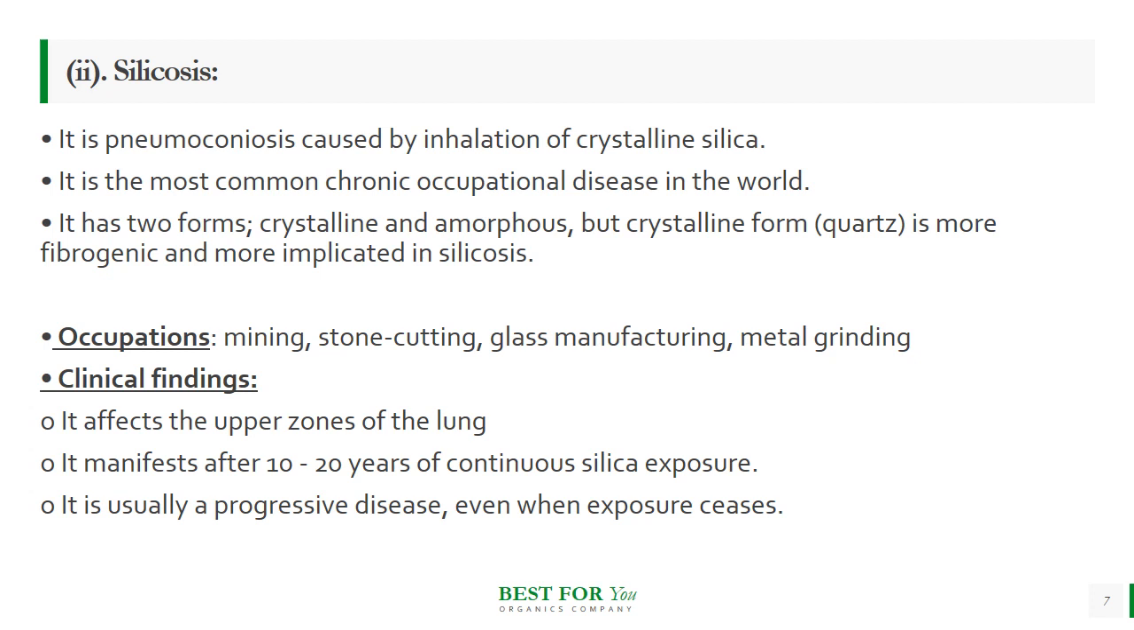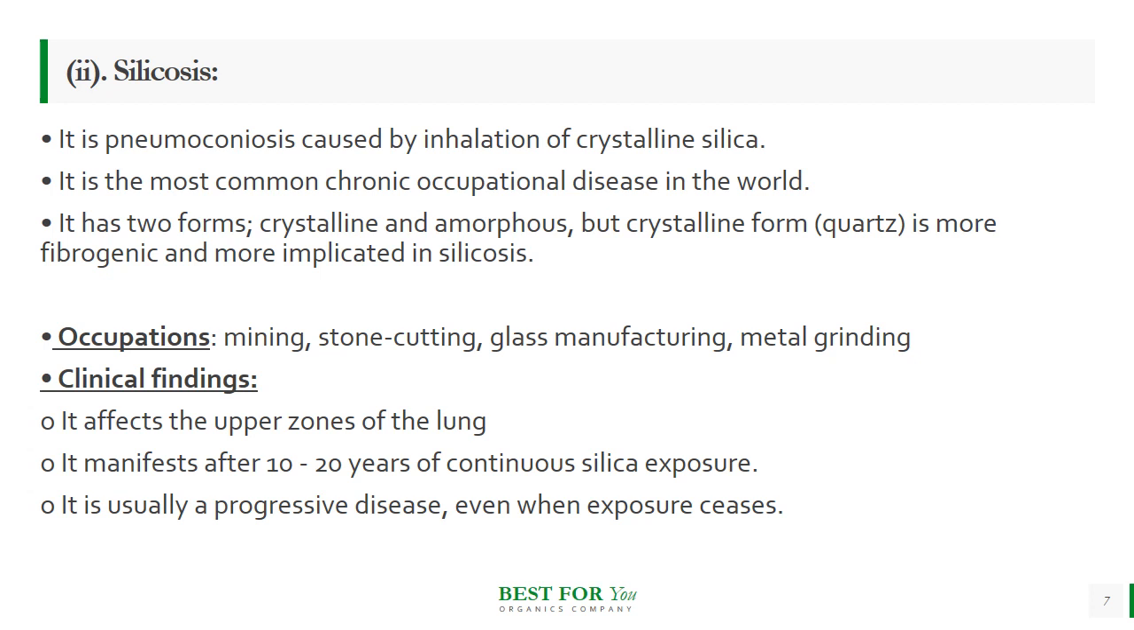Second one is silicosis, which is caused by inhalation of crystalline silica. It is the most common chronic occupational disease of the world, and it has two forms, crystalline and amorphous, but the crystalline form, which is also known as quartz, is more fibrogenic and is more implicated in silicosis. So the occupations that are involved in the disease progression are mining, stone cutting, glass manufacturing and metal grinding. These all can lead to silicosis.